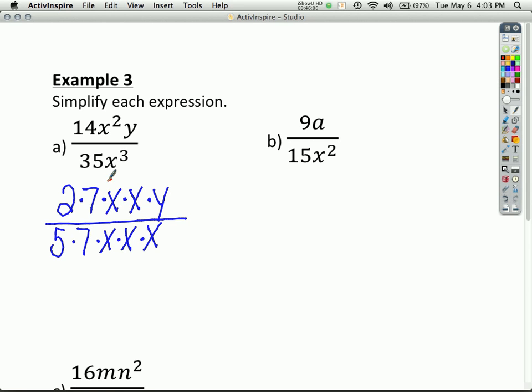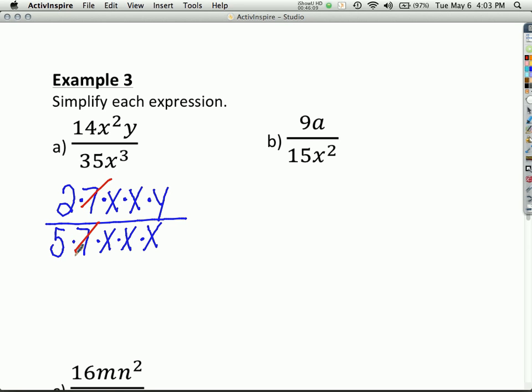The 7 cancels the 7. This x cancels this x. This x cancels that x. Whatever is left, you put back together. 2y is 2y. 5 times x is 5x. And now we have written this fraction in simplest form.